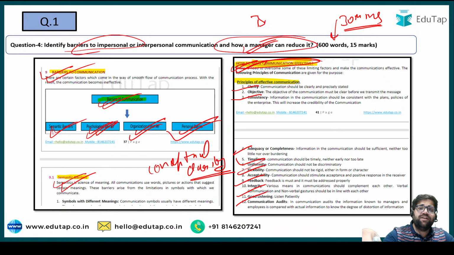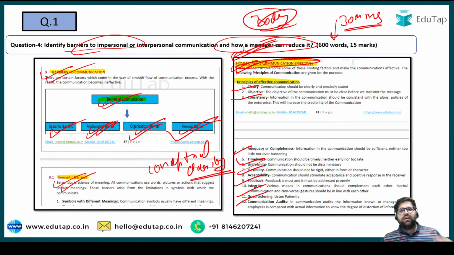This will also come under the body only, mind you, my friends. Okay, this will not go under the conclusion. So how can a manager reduce it? A manager can play the role of a visionary leader, and so on and so forth. So you can use all the different principles which I have just quoted from the EduTap course only. And then in the conclusion part, you could have said how the manager's role is a must in making the communication process smooth. As simple as that.